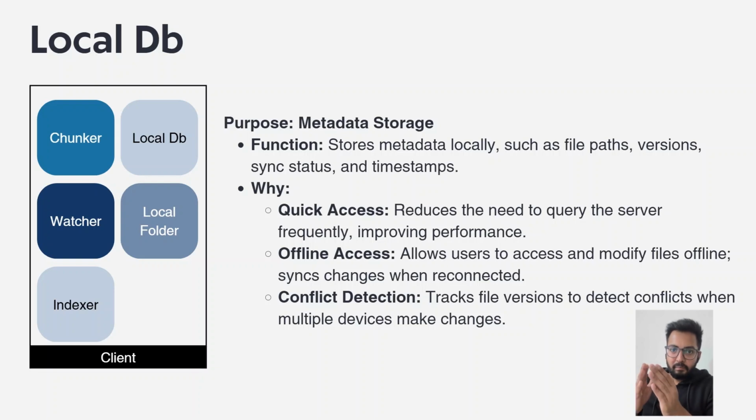So let's say a user is not connected to the internet currently, and he or she is uploading or updating a particular file in a system like Google Drive or Dropbox. LocalDB would be updating the information, and whenever the user is connected to the internet again, the changes would be synced to the server. The third one is conflict detection. It tracks file versions to detect conflicts when multiple devices make changes. So this was about LocalDB.